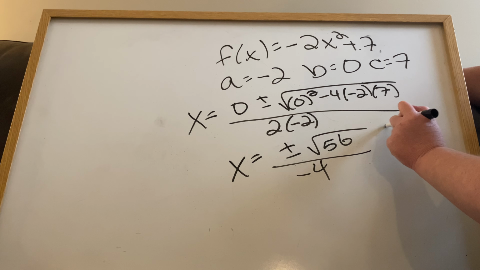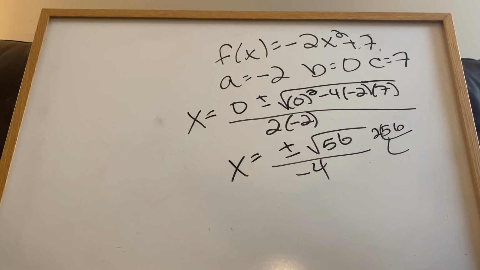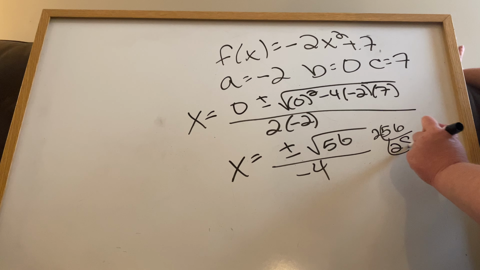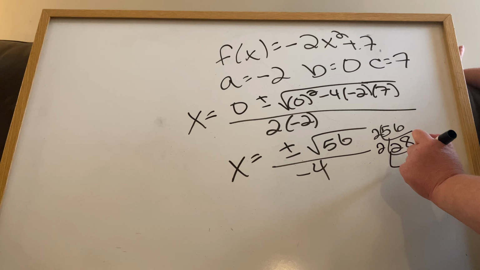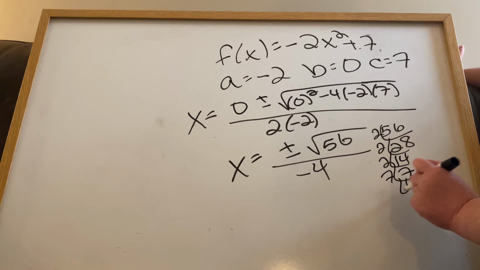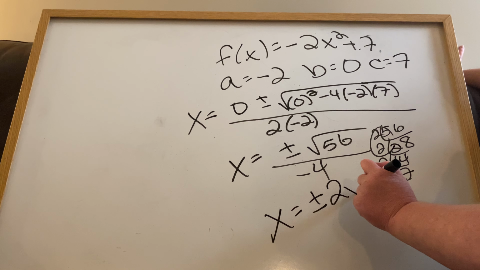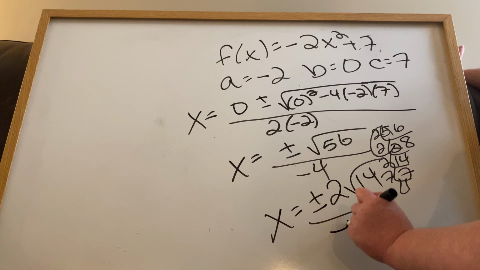So now we're going to break 56. So you can put in 2. You get 28. Put in 2. Get 14, put in 2, you get 7, 7, 1. So you'll pull a 2. So then you're looking at plus or minus 2 square root 14 over -4.